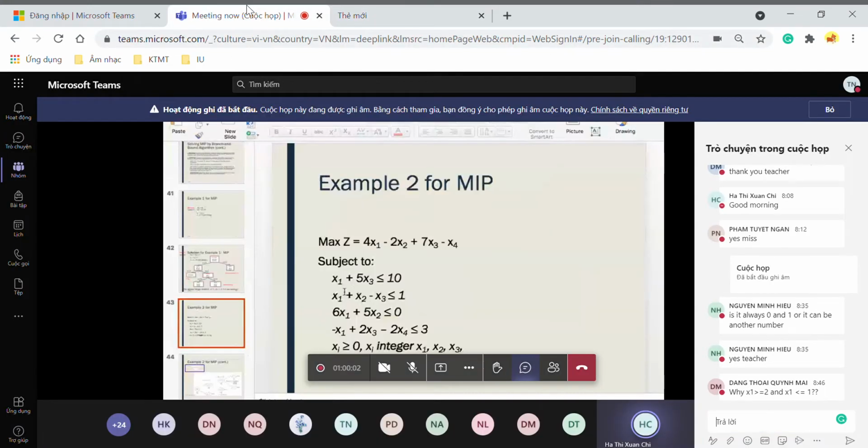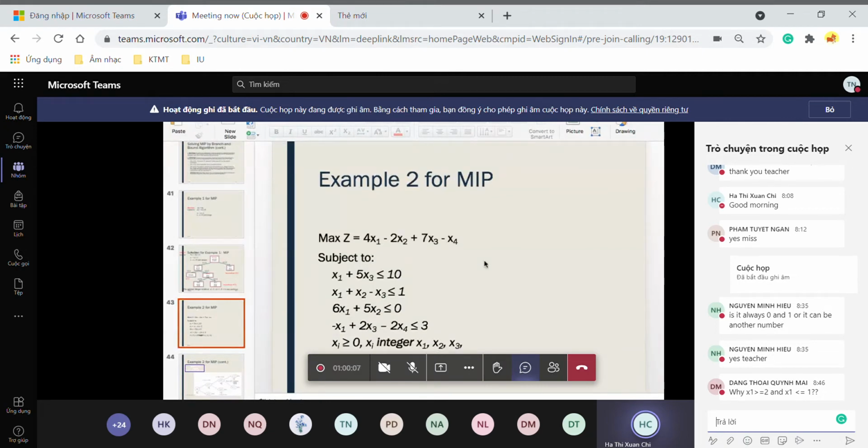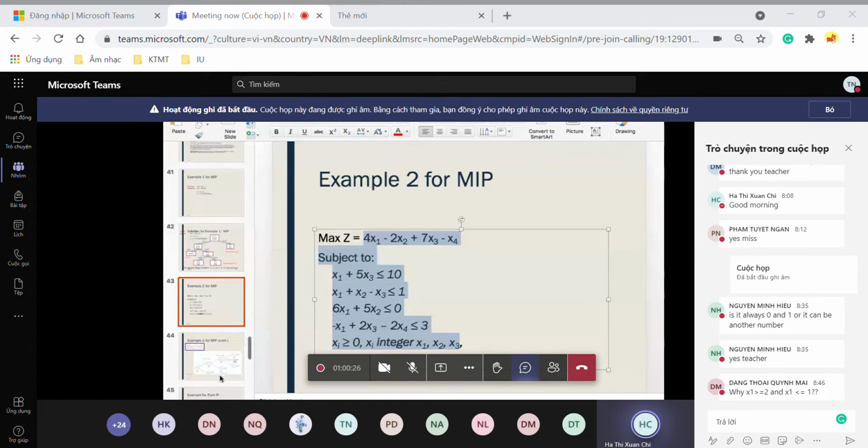Okay, so go to this example. Example 2. Example number 2. So for this example, we solve the problem with integer. So figure out how we can solve it.